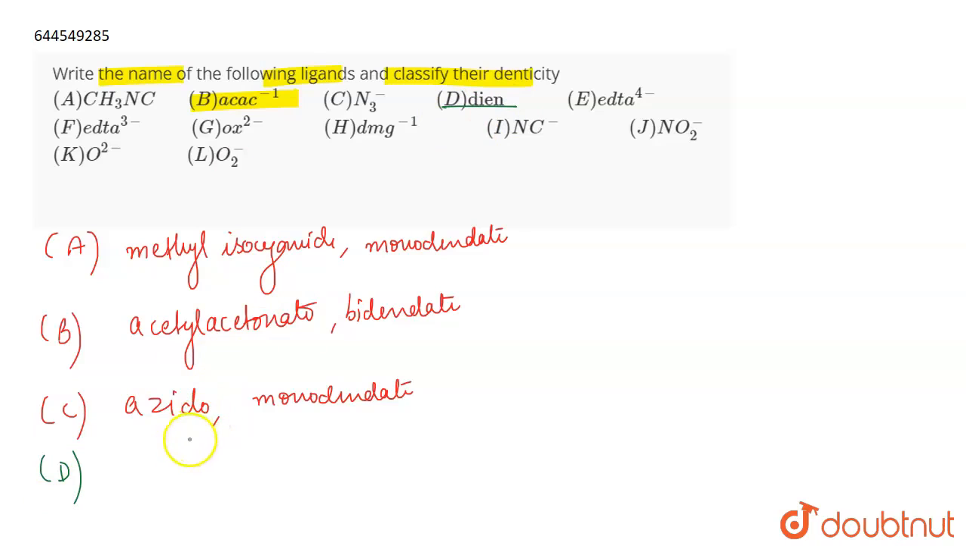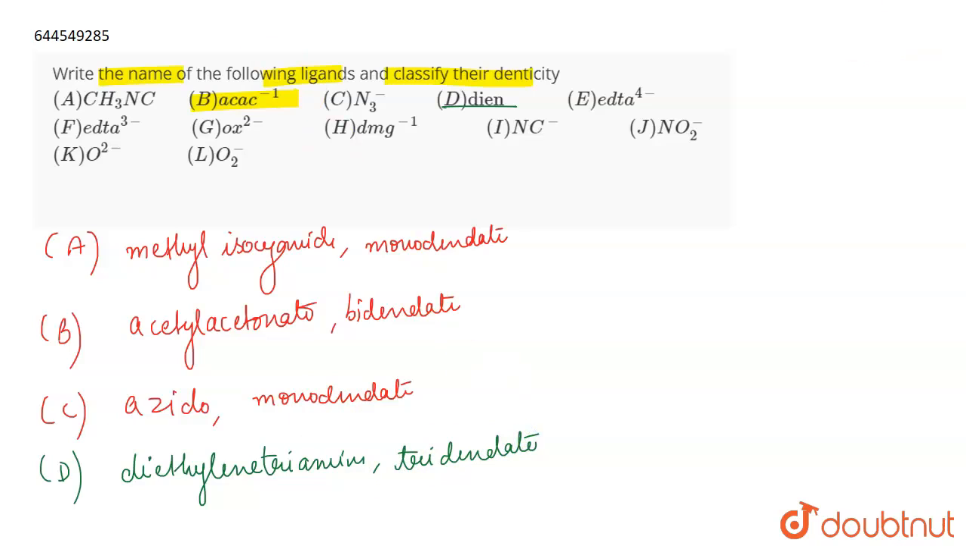Dien is diethylene triamine, right? Diethylene triamine. This is actually a tridentate ligand because it has 3 nitrogen atoms through which it donates. Okay, so it is a tridentate ligand.